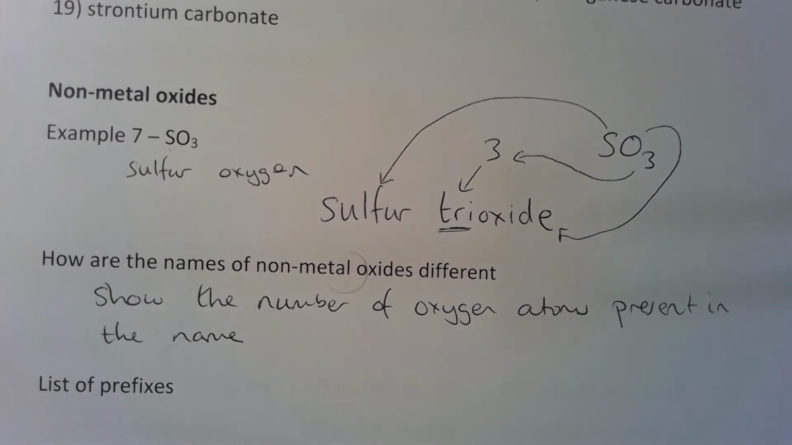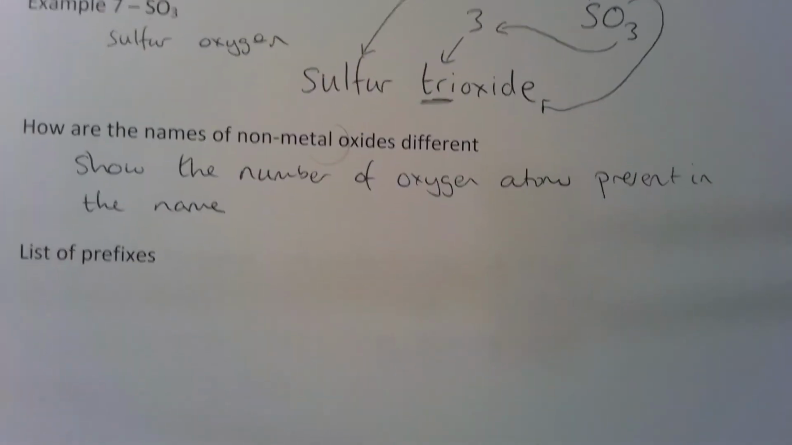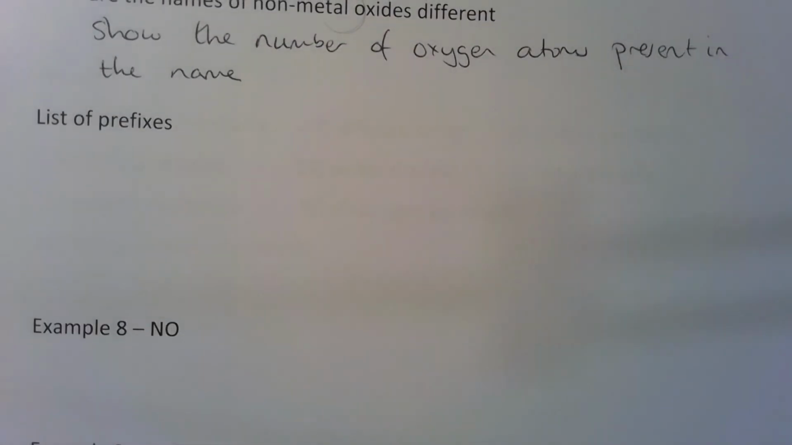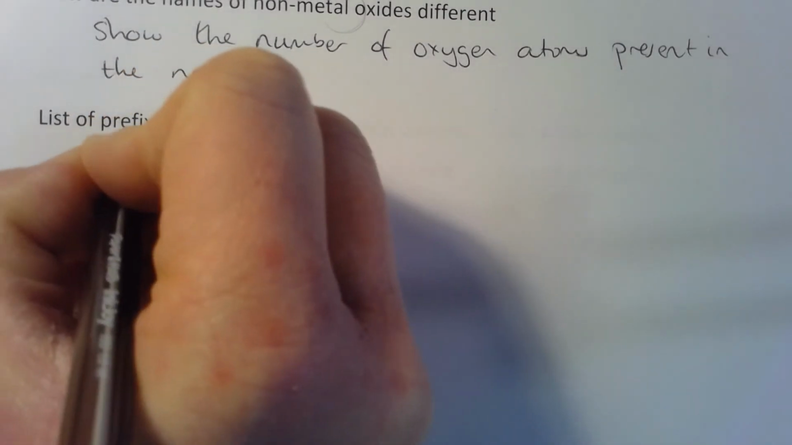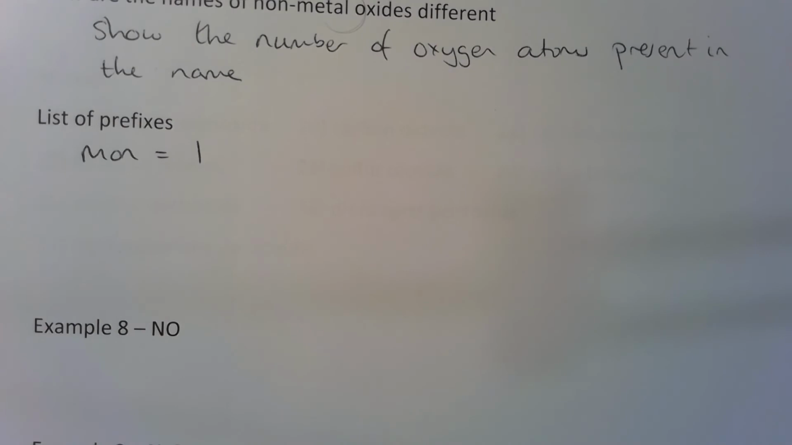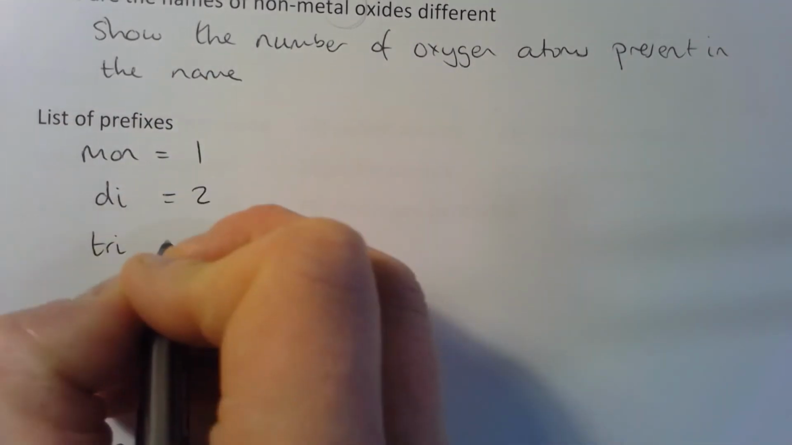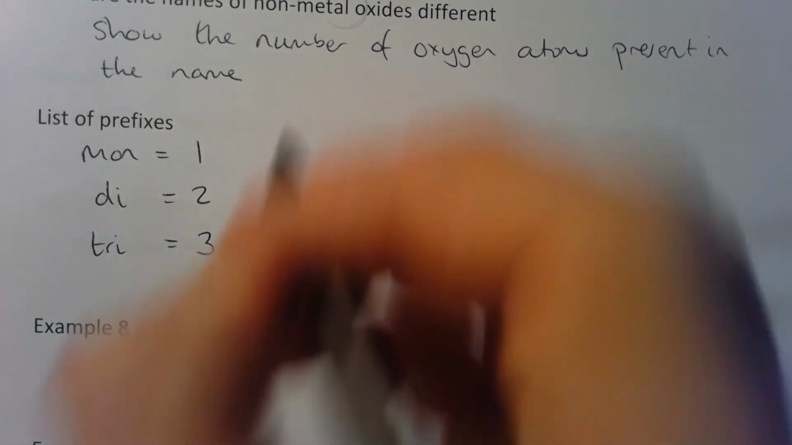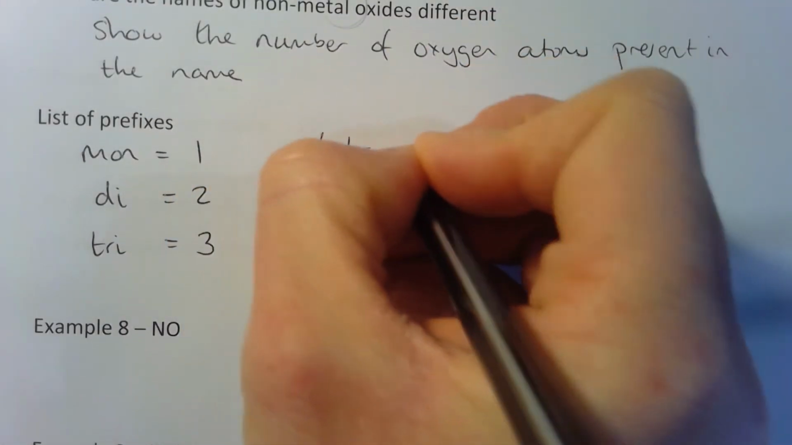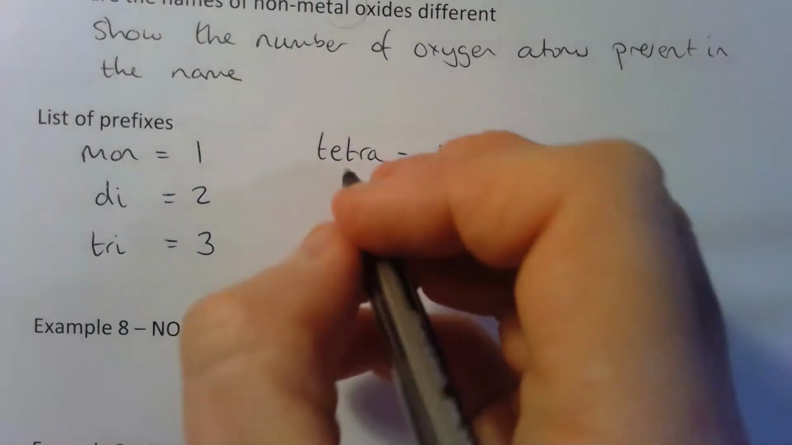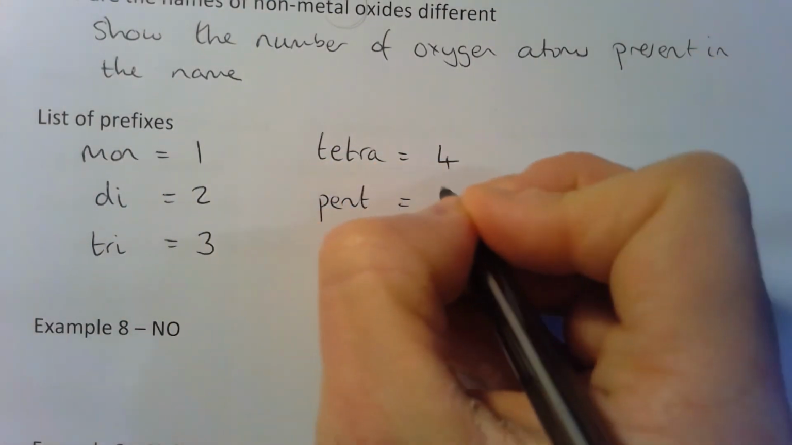so sulfur trioxide. So before we start this, we're going to have a list of the prefixes, and the prefixes are the words we put in front of the oxygen, or it can be other elements, to tell us how many there are there. So we put mon in front of something, which comes from mono to mean 1, di for 2, tri for 3, tetra for 4, and pent for 5.